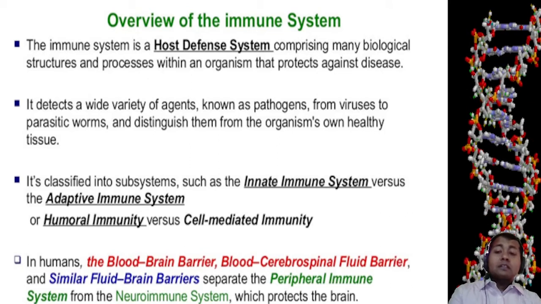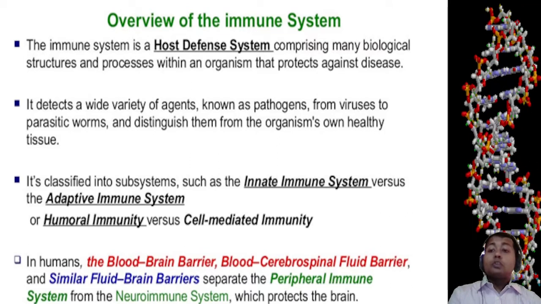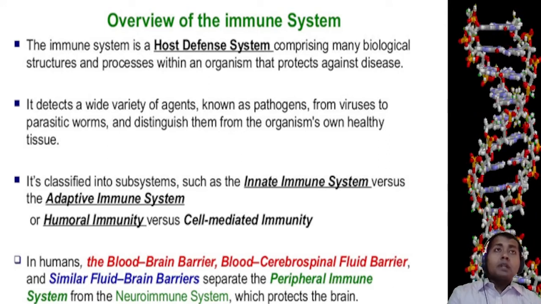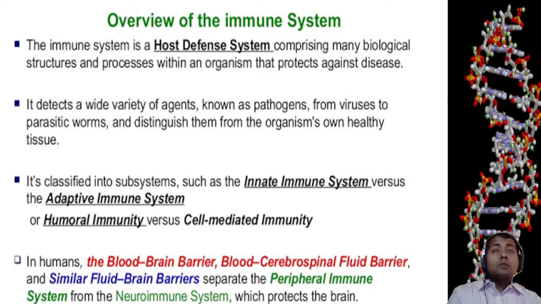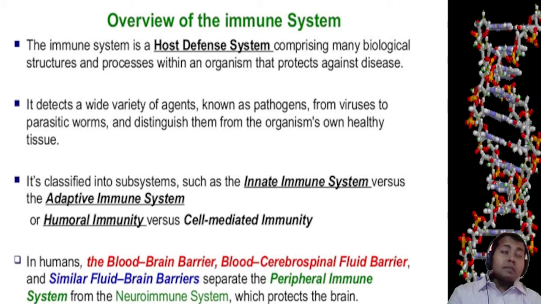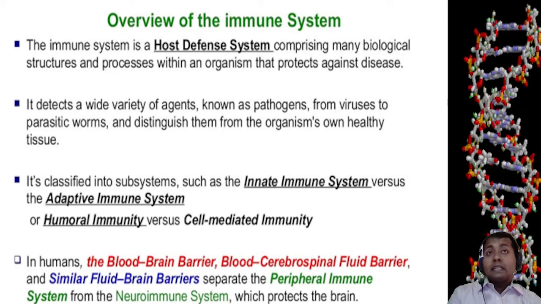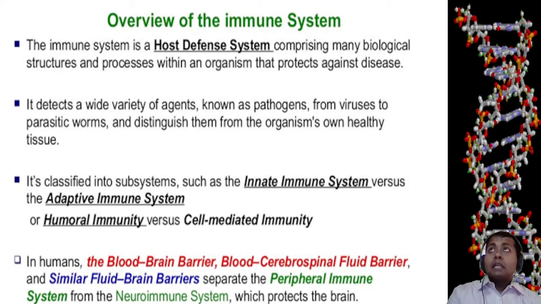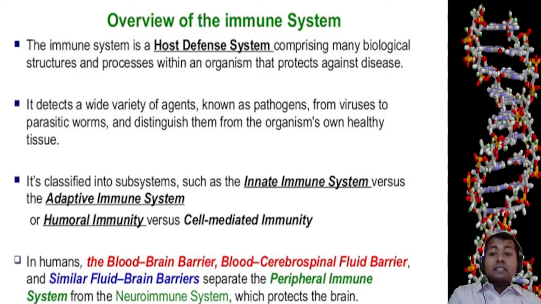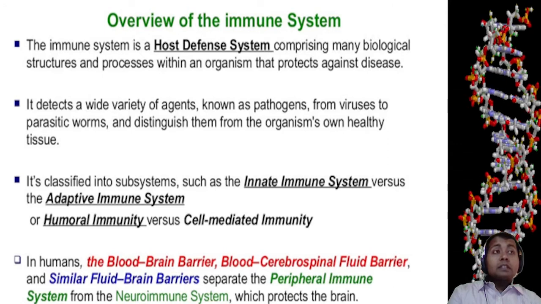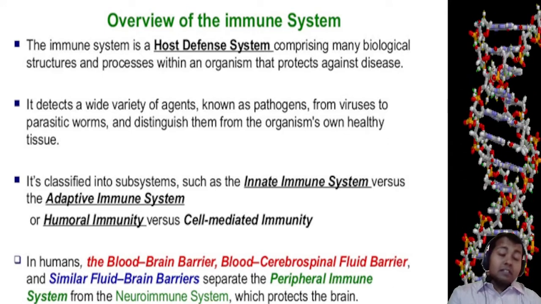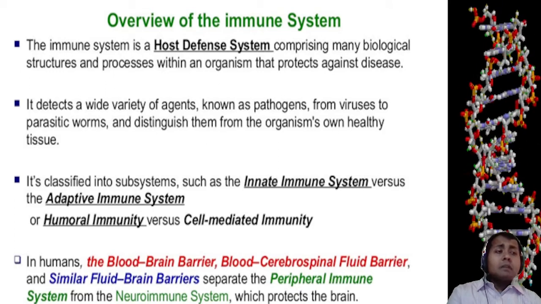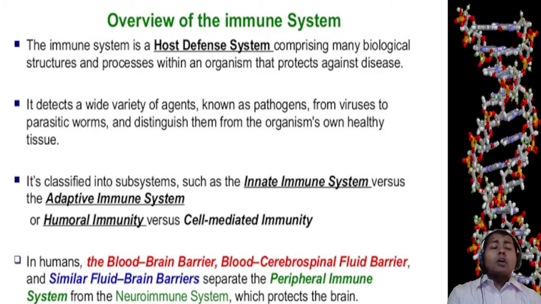On the other hand, another subsystem exists which speaks about humoral immunity and cell-mediated immunity. What is humoral immunity? Humoral immunity depicts the part of the immune system that is controlled by the B cell and the antibodies that are secreted by the B cell. And the cell-mediated immunity comprises the T cells, cytotoxic T cells, CD8 T cells. These T cells protect our body by destroying the infected or the damaged cells.